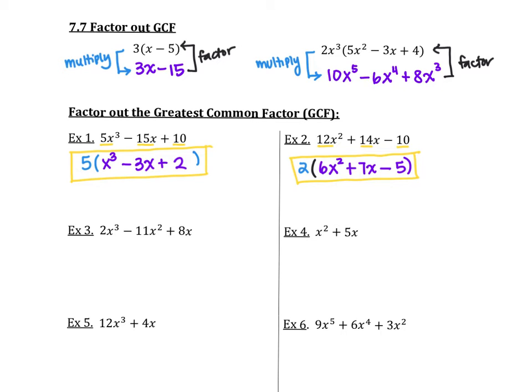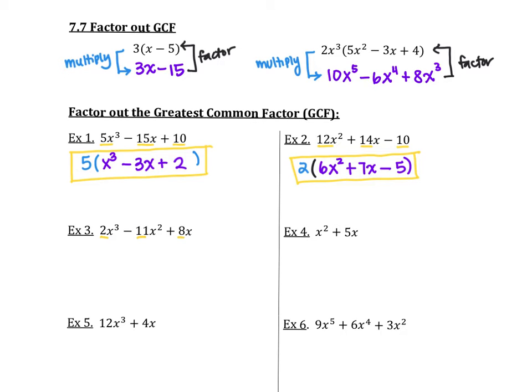Okay, for the next 2 examples, I'm going to add a variable. So let me check the coefficients first. I have 2, 11, and 8. Is there a number that divides out of 2, 11, and 8? 2, no, 11 doesn't divide by 2. So there's no number that I can divide out.